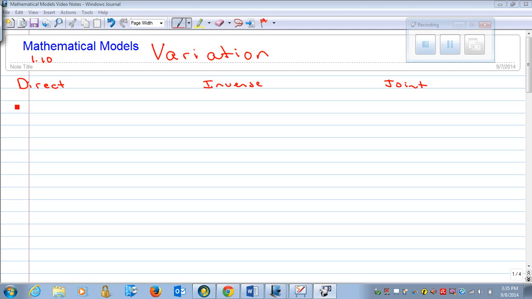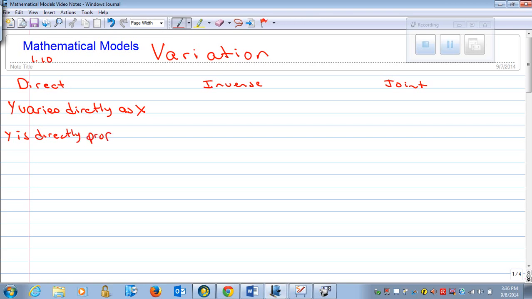You might see it most commonly written as y varies directly as x, or y is directly proportional to x. And the formula for direct variation is y equals kx. There can be things going on with x as well, so it could be squared or cubed. So you might also see it written as y equals kx to the n, to a number.